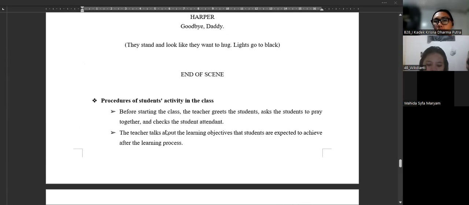So let's move on to the procedure of the student activity in the classroom. First, before starting the class, the teacher greets the students and asks them to pray together.